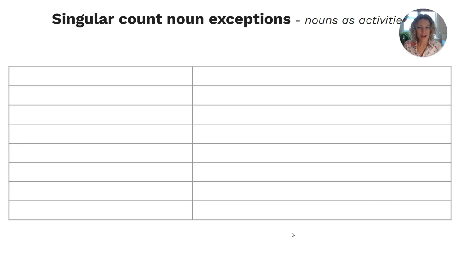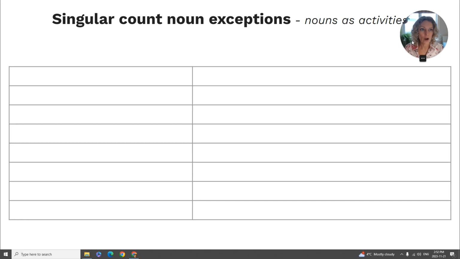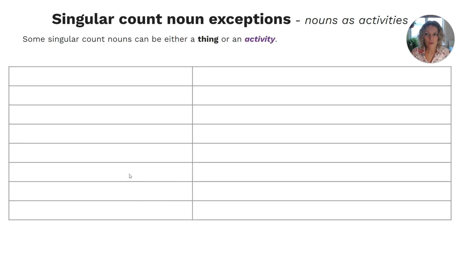Okay, so now we're going to move on to exceptions. And I am including the exceptions here because they cause a lot of confusion for students, and I find that this is a neglected area in teaching. So we're going to talk about singular count noun exceptions where the nouns are activities. So when the singular count noun refers to an activity, you do not use an article.